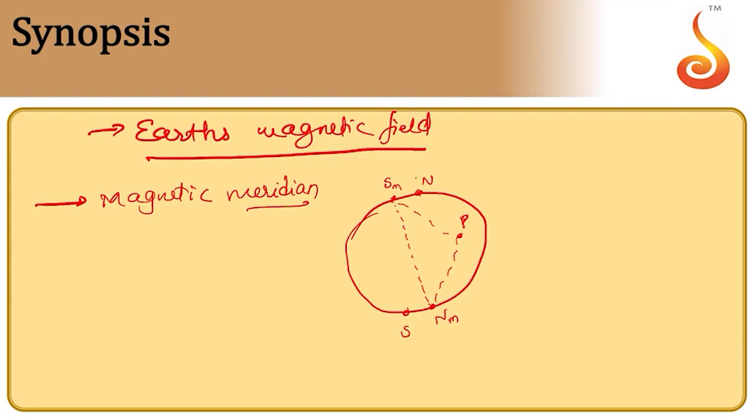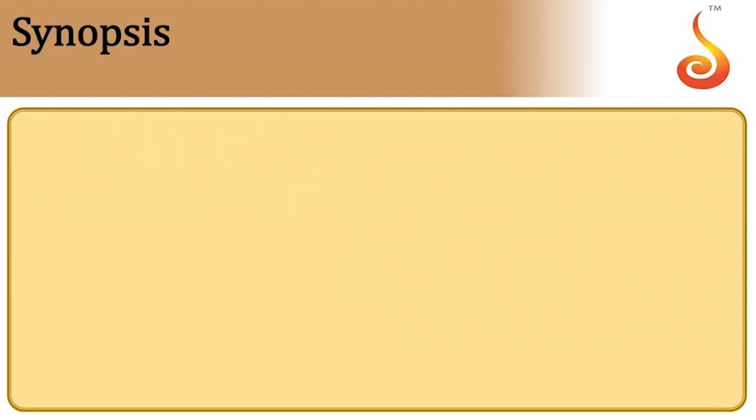Likewise, we can also form one more plane, for example, north-south and the place under consideration. This becomes the geographic meridian. If you look at the geographic meridian and magnetic meridian, we can represent it like this. For example, this is the geographic meridian, then the magnetic meridian is something like this. These two meridians subtend an angle phi between them. This is what is called declination.